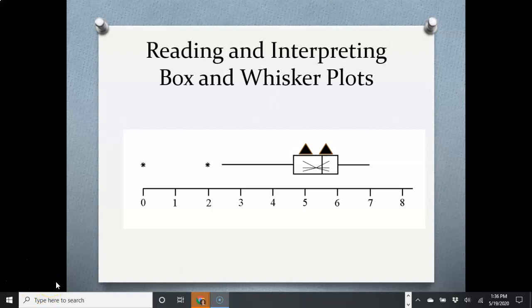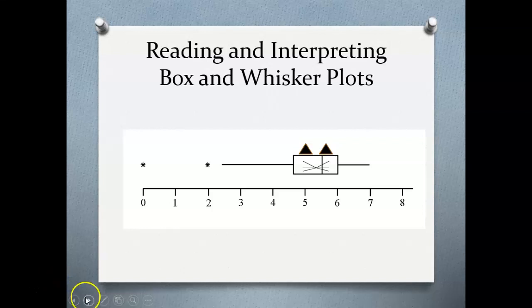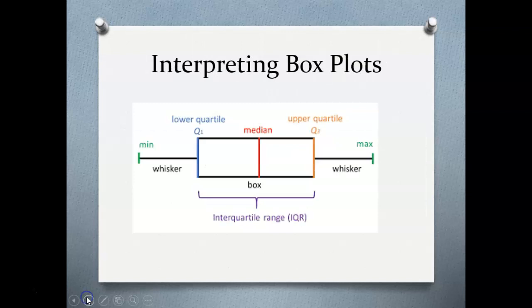So in the last lesson, we learned about what a box plot is, that it's cutting our data into 4 parts, and we learned how to make a box and whisker plot. Today we're going to look at reading and interpreting box plots.